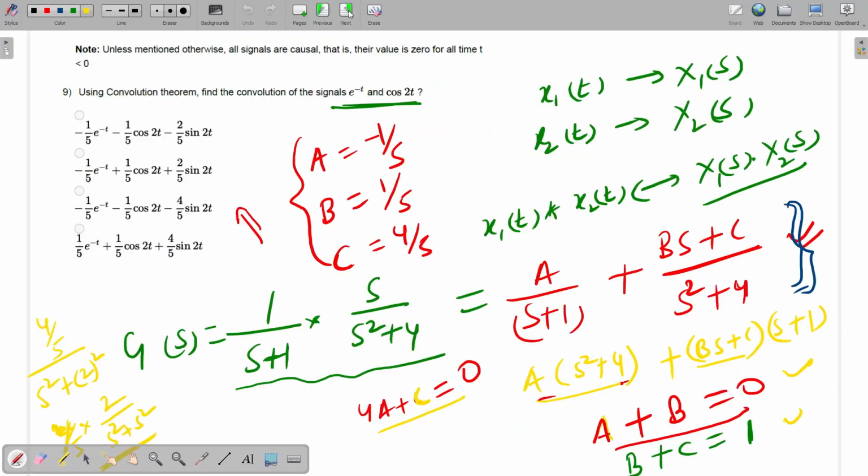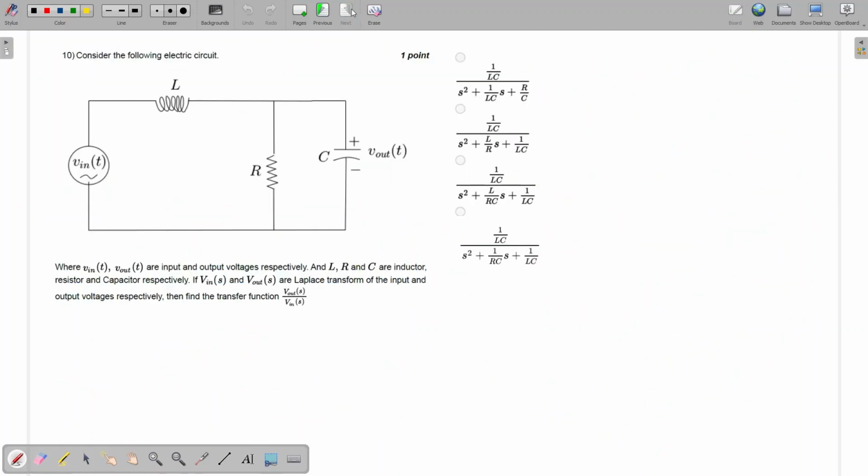One last question is there. Have any of you solved this kind of question? This is a simple network based question, so we can apply a KCL equation. Vin of S, this is Ls, this is R, and this is 1 by Cs. I am assuming this as V of S, meaning V out of S. What is the KCL here?